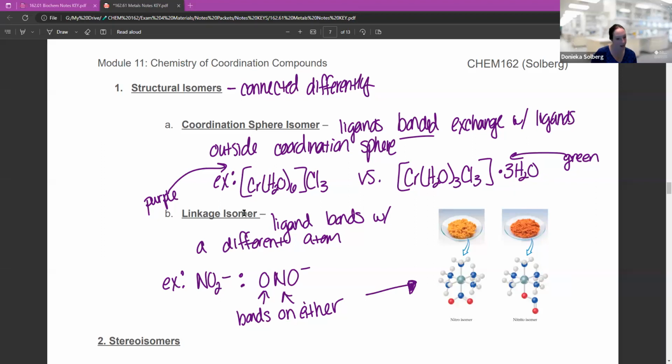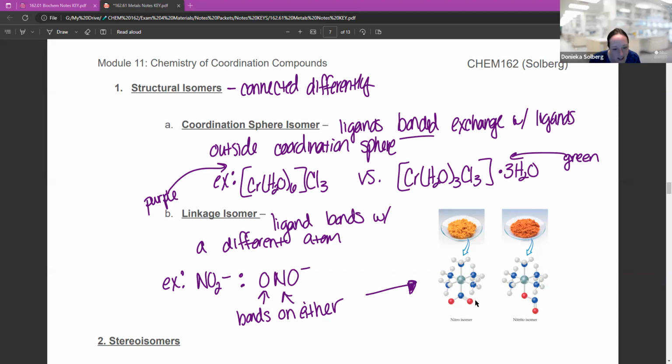Okay, a linkage isomer, on the other hand, is when the ligands bond with a different atom. So for example, NO2 minus, this nitrite ion, does that. You can either bond to an oxygen or you can bond to a nitrogen, and you get different colors based on those. So for example, this has 5 nitrites on it, nitrates, these ones are nitrates. This one's bonded at the blue, which is the nitrogen. Oh, sorry, and NO2 down here. That's what I was talking about, the nitrite ion.